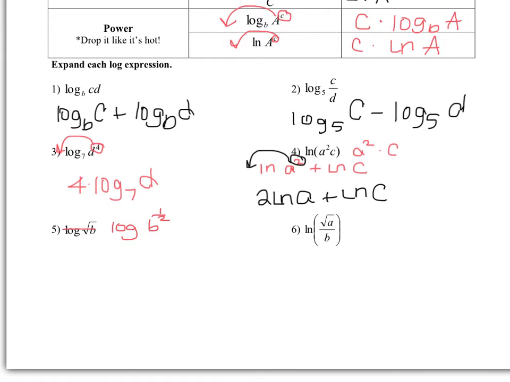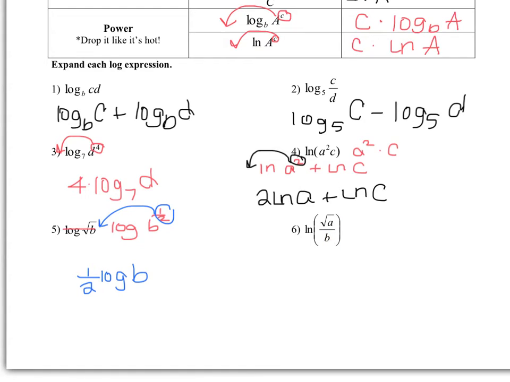Now what kind of rule is this? Is this a product, a quotient, or a power? Well, it looks like a power. It's something to something power. So you want to take the power, drop it like it's hot. So 1/2 log of b. Final answer.